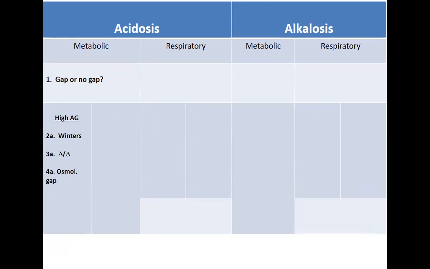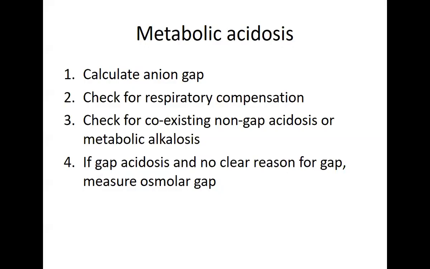So first, we're going to start with a metabolic acidosis. With a metabolic acidosis, right? So this is going to be a low pH and a low bicarb. First thing you want to do is check the anion gap. Next, you're going to look for respiratory compensation by using the Winters formula. Then you're going to do your delta-delta to look for a coexisting non-gap acidosis or metabolic alkalosis. And then finally, if you have a gap acidosis and you don't know why, then you check your osmolar gap.